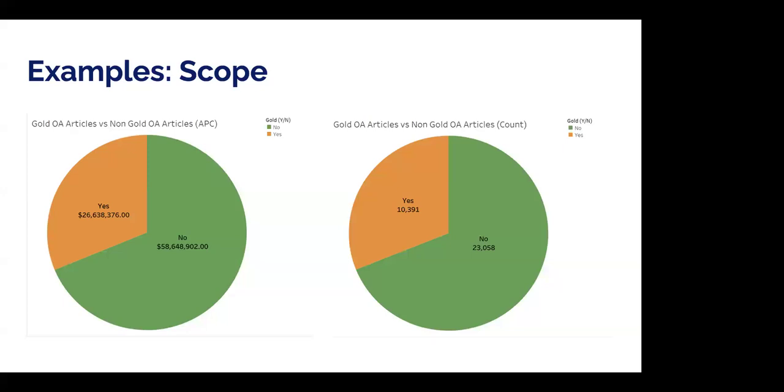What the overall spend in terms of APC looks like in context of the overall open access story, and in terms of the amount of articles that are published in Gold Open Access in the context of the overall story. That's what's intended to be illustrated in these early tabs on the dashboard. Next slide.